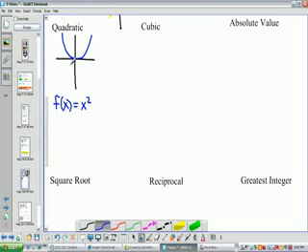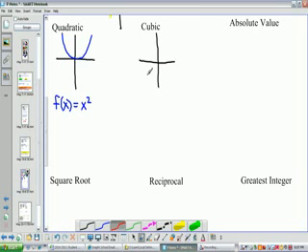The function is symmetric about the y-axis, so if I were to fold on that y-axis, it would match up. It's decreasing from negative infinity to 0, and it's increasing from 0 to infinity. There's that minimum at (0, 0). It has an x-intercept of 0 and a y-intercept of 0. And it's also an even function. So all kinds of things about our quadratic.